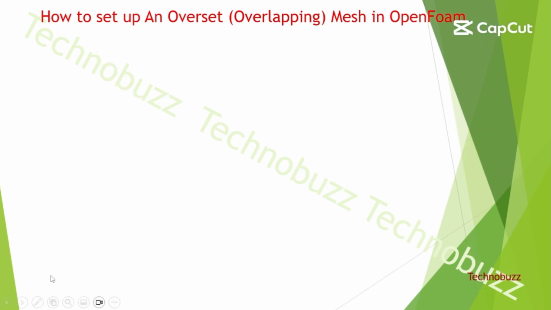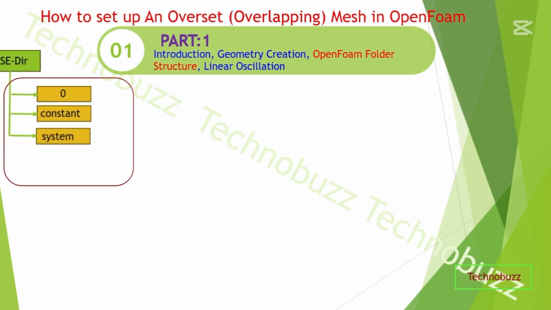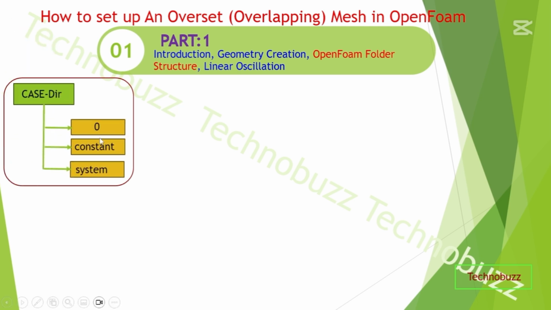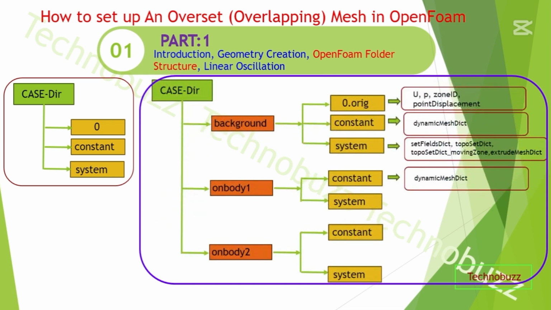Now let us explore the OpenFoam folder structure for overset meshing. As you know, the basic working directory contains 3 folders: 0, constant and system. Whereas the working directory for overset meshing needs different subdirectories as shown. The first folder is background. This is the main working directory of the simulation. This folder contains 3 subfolders: 0.org, constant and system.